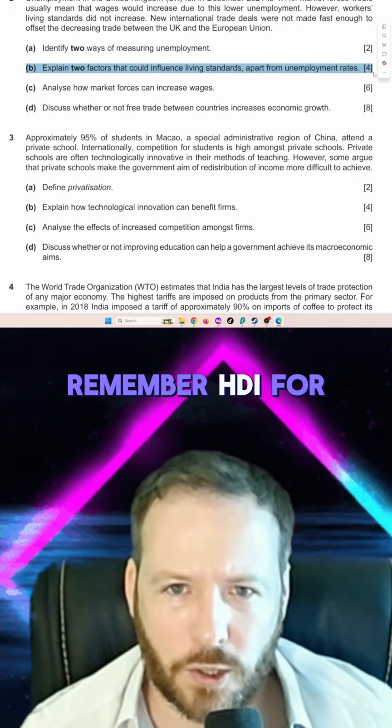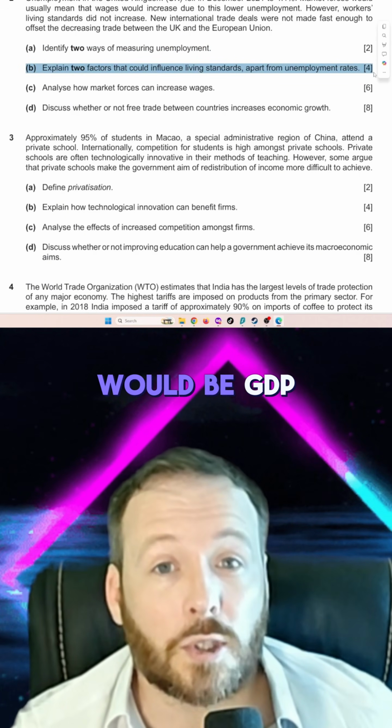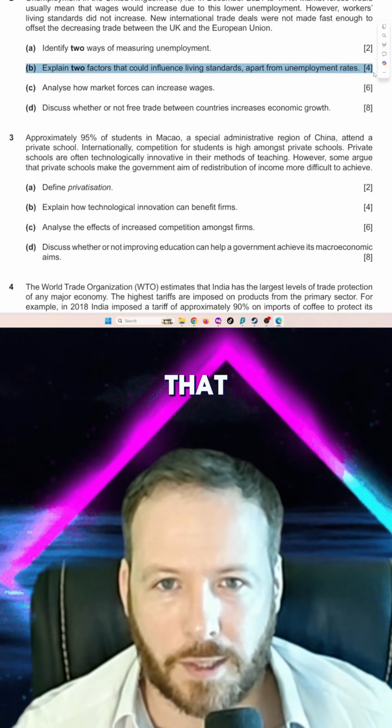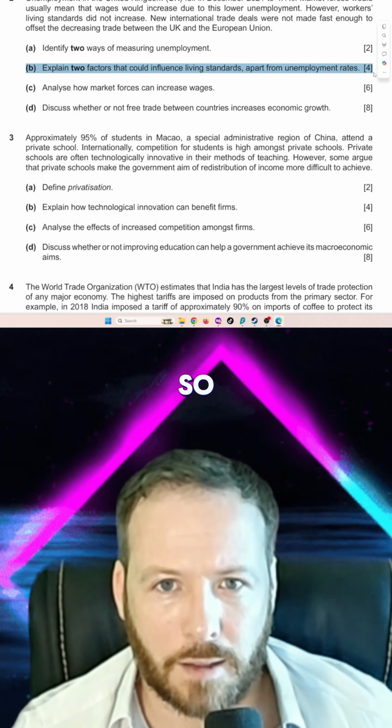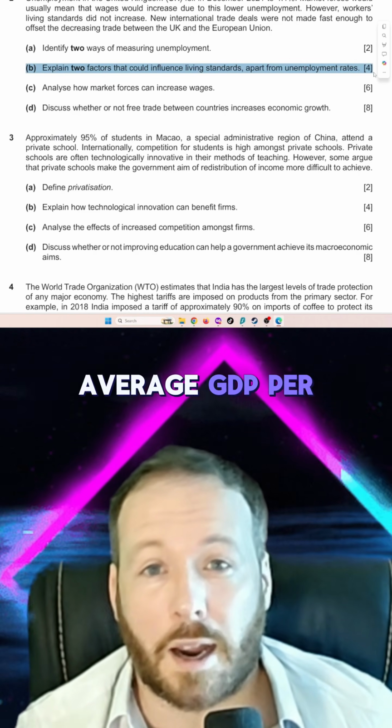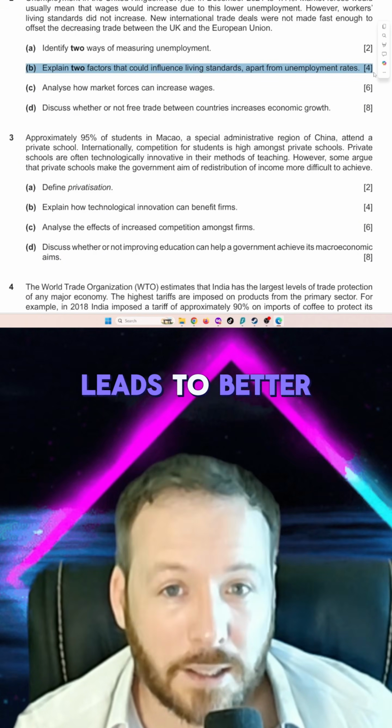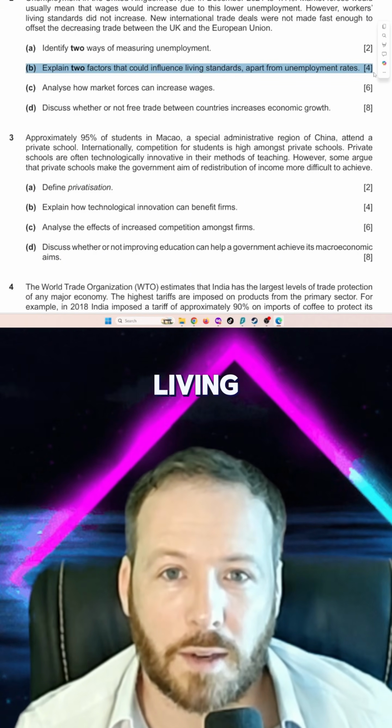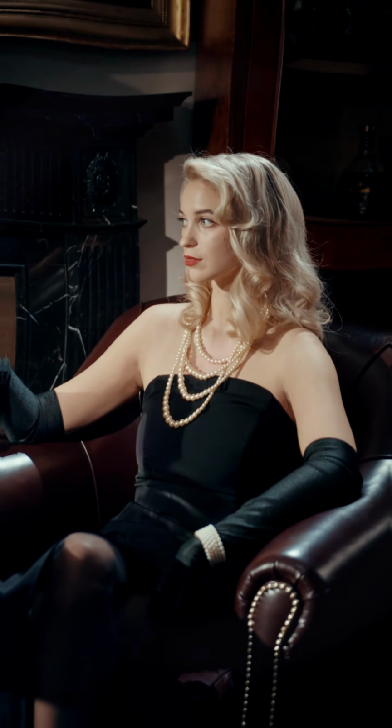So if you remember HDI for living standards, one example would be GDP per capita. You get 1 mark for expressing that, and then you get your other mark for explaining it. So you could say an increase in average GDP per person leads to better standards of living. These people are able to buy more goods and services and enjoy them.